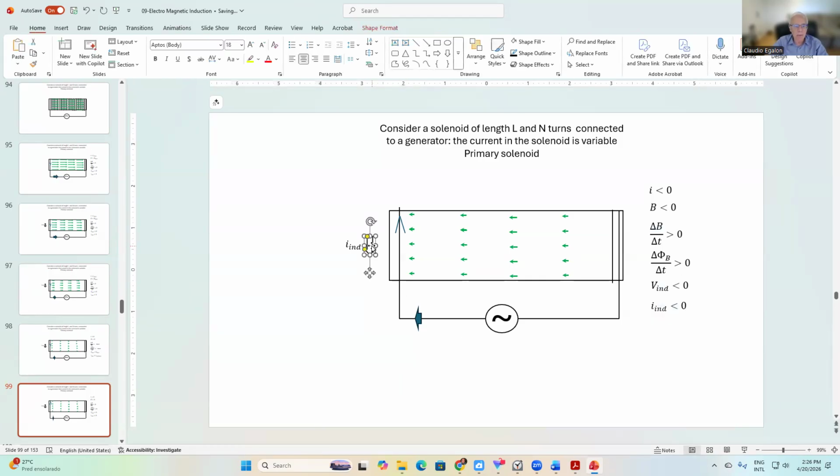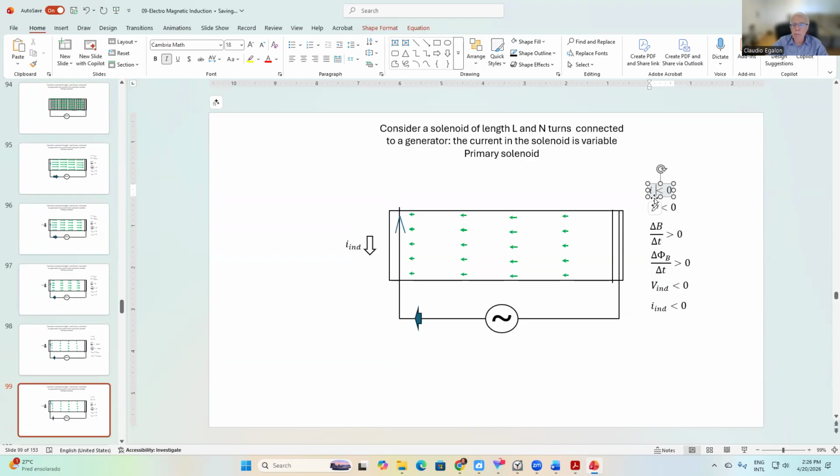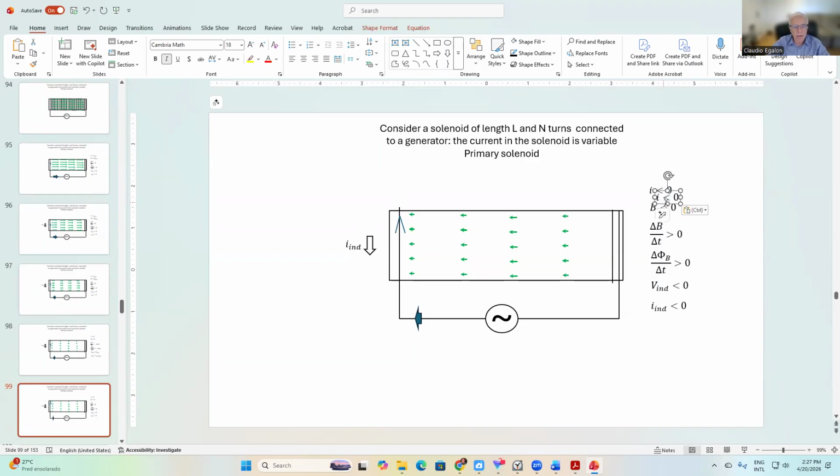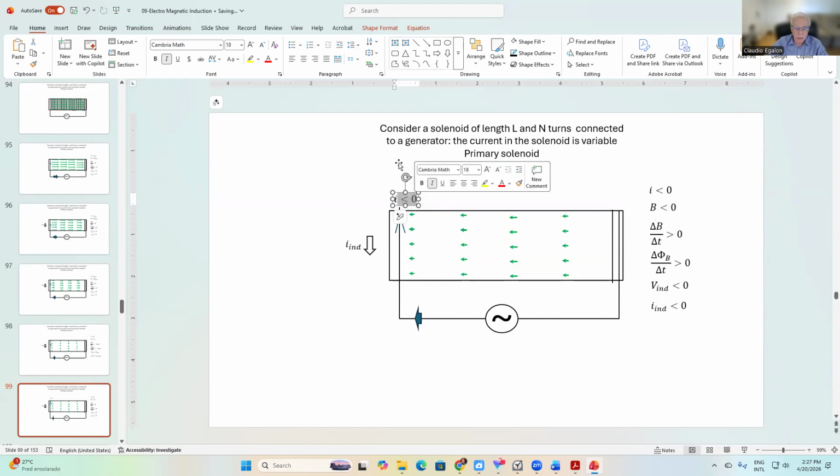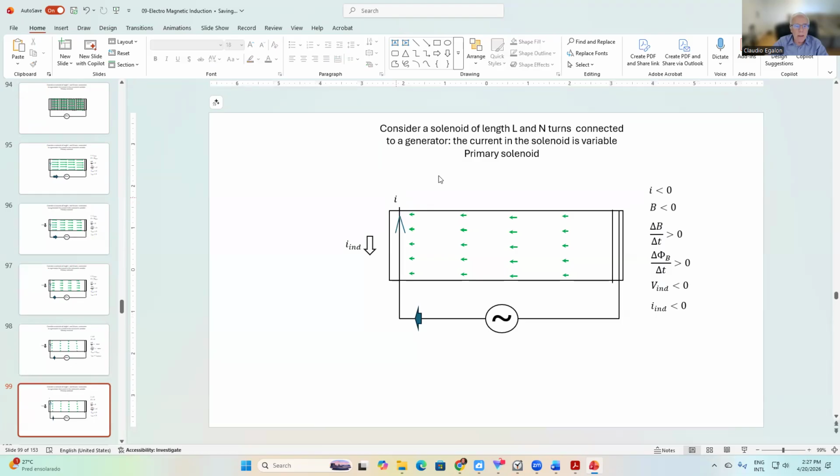See the direction of my induced current here? Here's my actual current, here's my induced current. I'm even going to put the I symbol there next to this one, so you know it is the induced current. Like that.